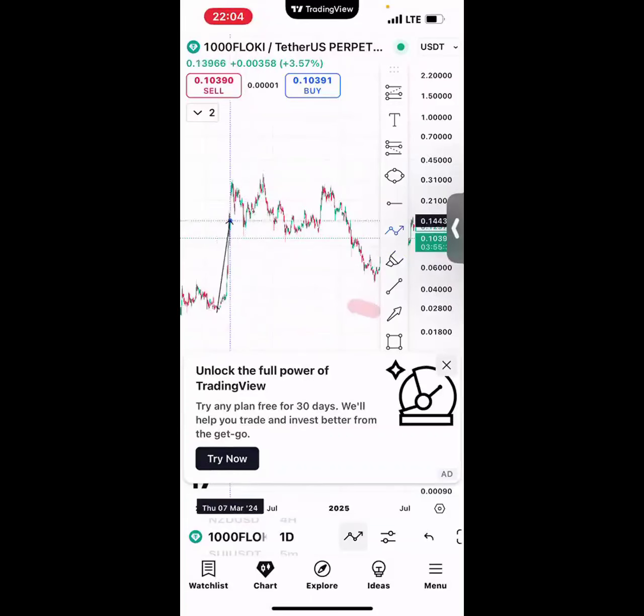So you can see this market continues like this, and in this higher time frame, the daily time frame, we just want to determine the market structure. We want to determine the direction of the market.